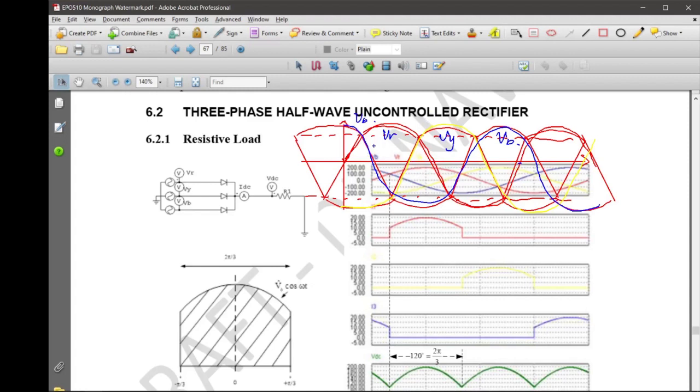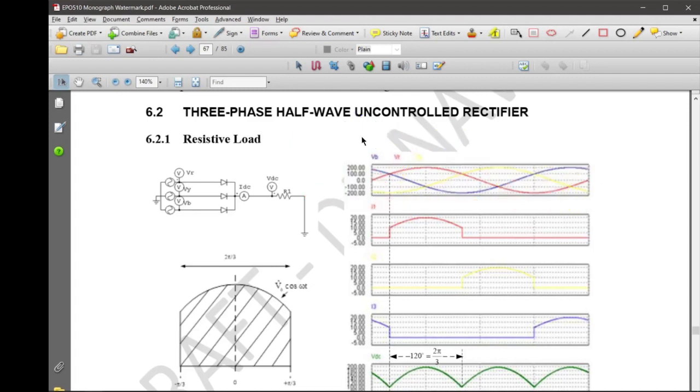What I'm drawing now is actually the phase voltage. If you want to draw the line-to-line voltage, it will be different. Steps to do it. Okay, right. So now we have what?